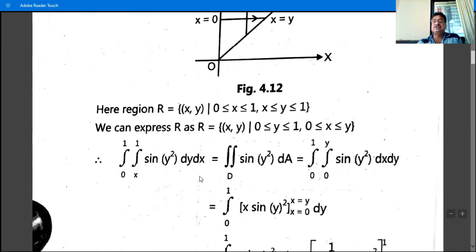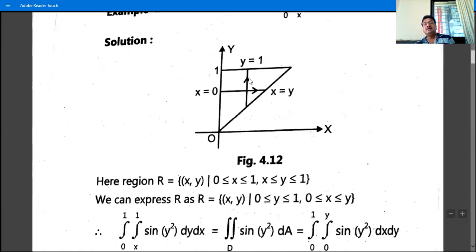So this is the change of order. Actually, this is the next topic, the change of order. Suppose here the order is first with respect to y and then with respect to x. When we have to change the order, it means we have to integrate with respect to x first and then with respect to y. And in order to integrate with respect to x first, take a strip parallel to the x-axis.